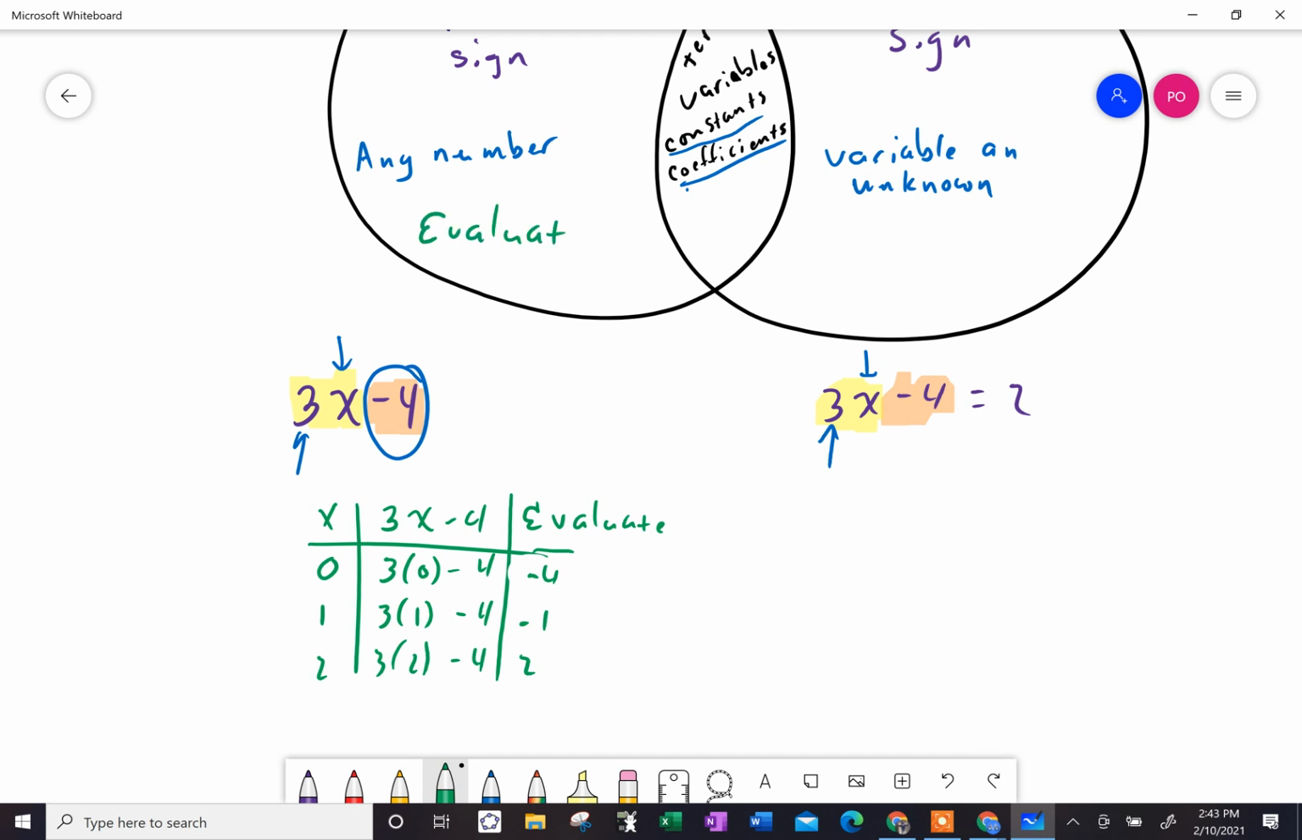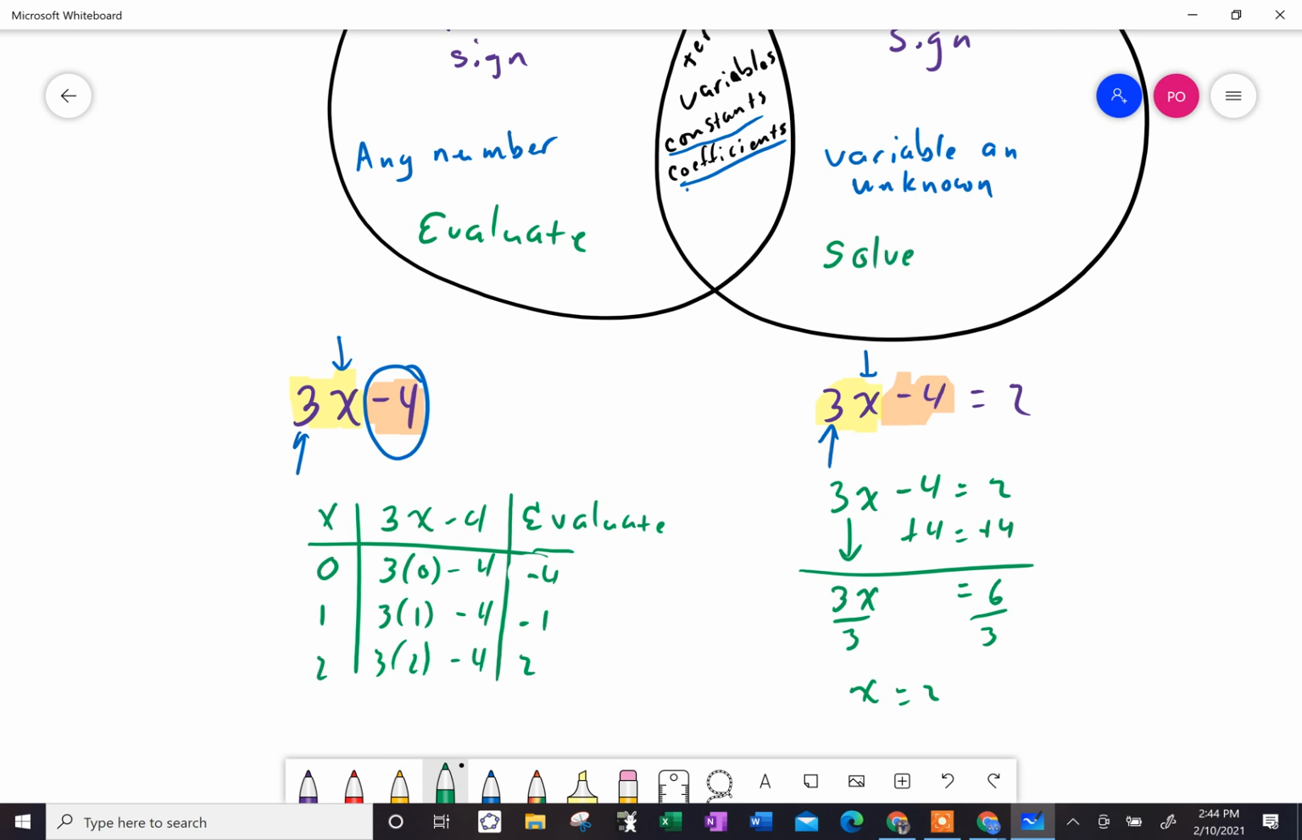Now, we don't evaluate equations. What we do is we solve equations. And I think this is huge. Look at this. If I solve this equation, I get 3x equals 6. And I can divide by 3 and I get x equals 2. X equals 2 there. And so we don't evaluate equations, we solve equations.